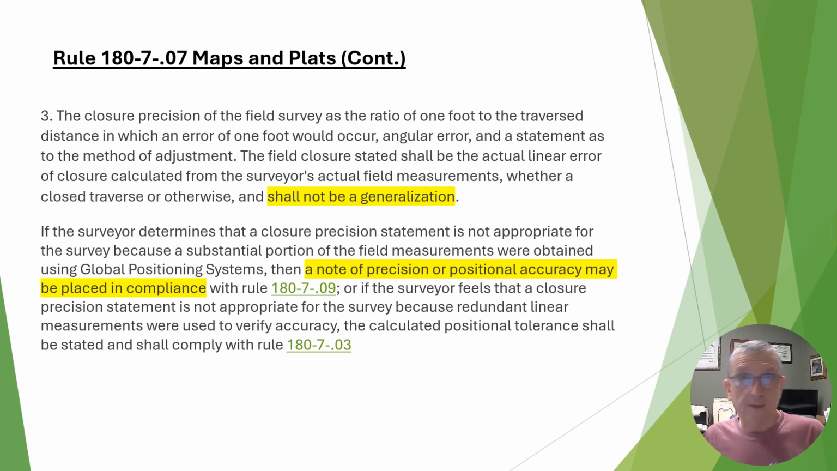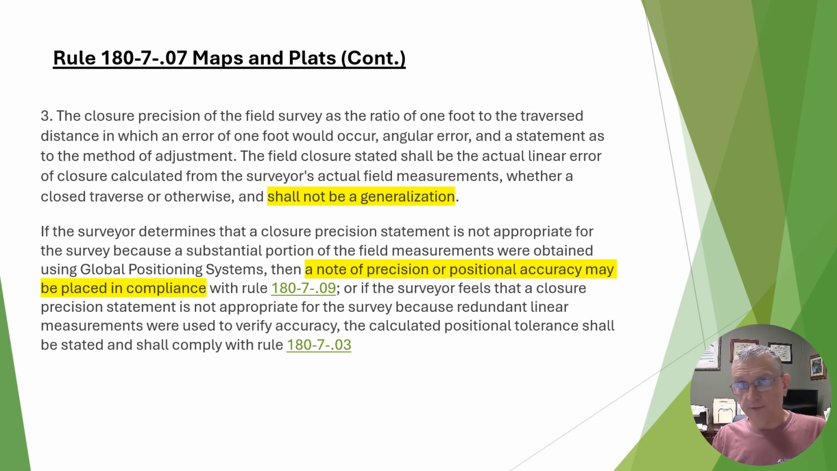Number 3, we're required to provide a closure or precision statement for our field work. And it shall not be a generalization. So 1 in 10,000 plus, 1 in 50,000 plus does not cut it. That's a generalization. It has to be calculated from the surveyor's actual field measurements. If the surveyor determines that a closure precision is not appropriate because a substantial portion of the field measurements were obtained using GPS, then a note of precision or positional accuracy may be placed in compliance with the GPS rule.